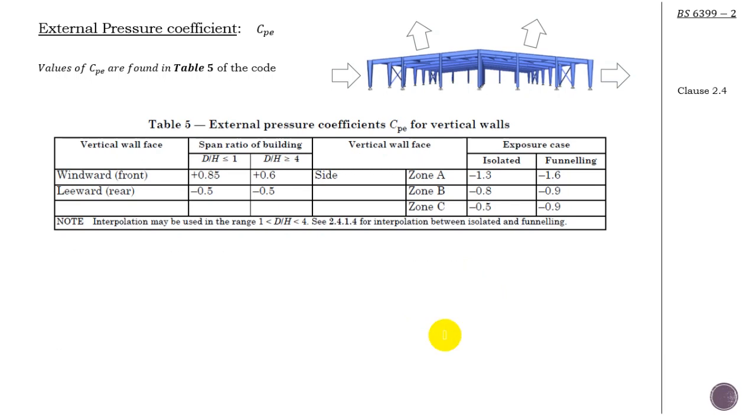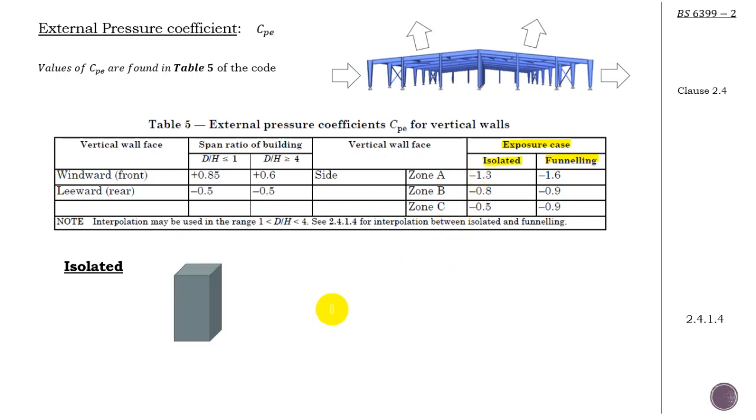All right, so I have divided my side face of the building, and now I need to, well, if you check this table, you see it doesn't just provide the CPE for the side of the building. There's another column here. It says the exposure case. Sorry, it gives you 2 options: isolated or funneling. What do I mean by them?